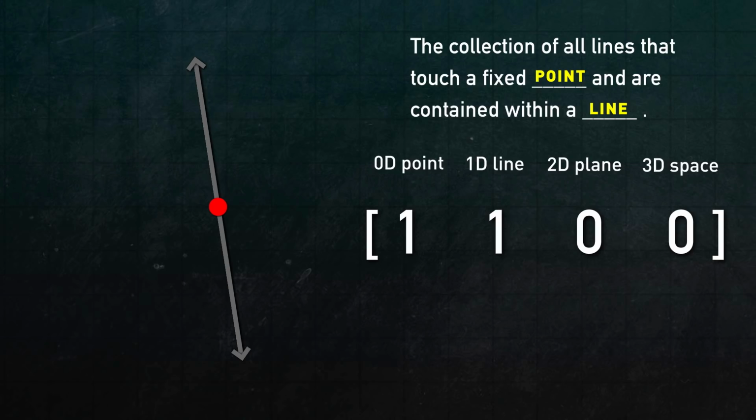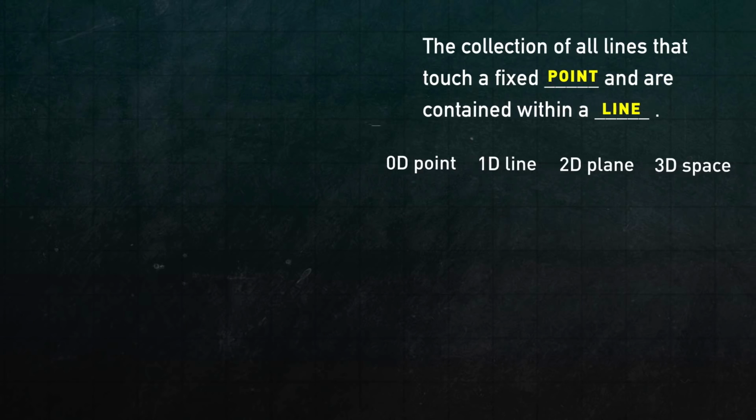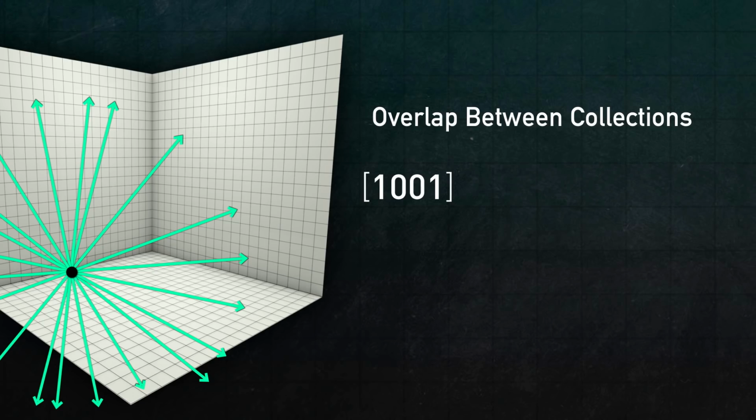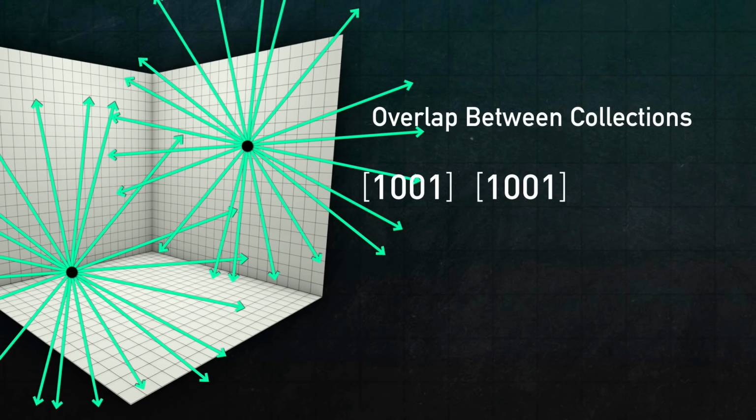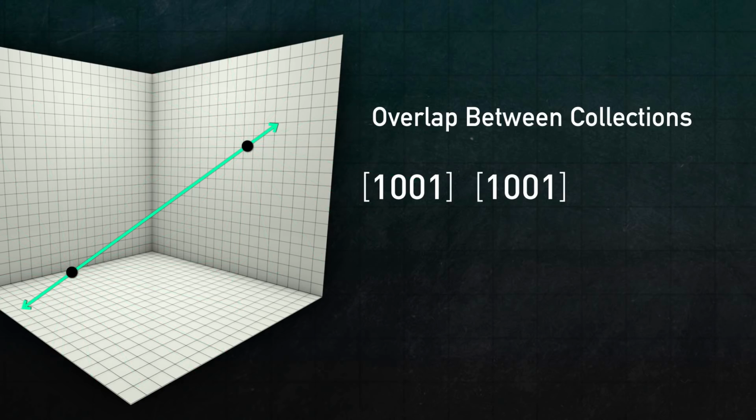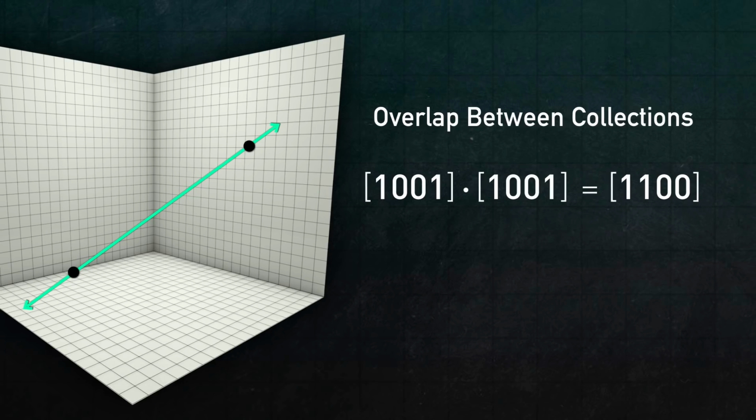We want to compute lines that are in multiple collections. For example, what's the overlap between all the lines through this point and all the lines through this point? Well, remember from geometry class that there's only one line between 2 points. So we can write that as 1, 0, 0, 1 times 1, 0, 0, 1 is equal to 1, 1, 0, 0. The collection of lines through this point and this point are just one line. But these problems can get much trickier.